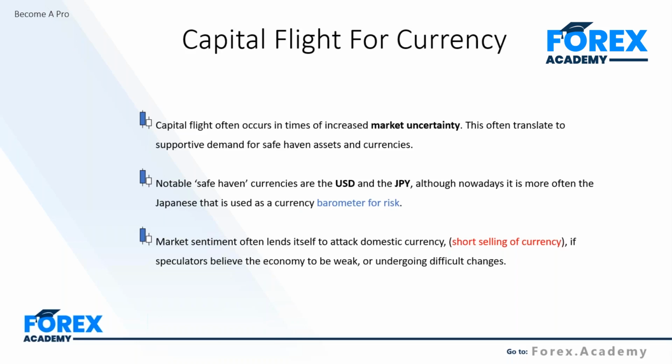across its other majors and minors. Okay, market sentiment then often lends itself to attack domestic currency. Short selling of the currency is what we mean by that, so attacking the currency if speculators believe the economy to be weak or undergoing difficult change. So if we believe that one specific economy is going to be weak for a very strong time, what is that going to do for the relative currency?